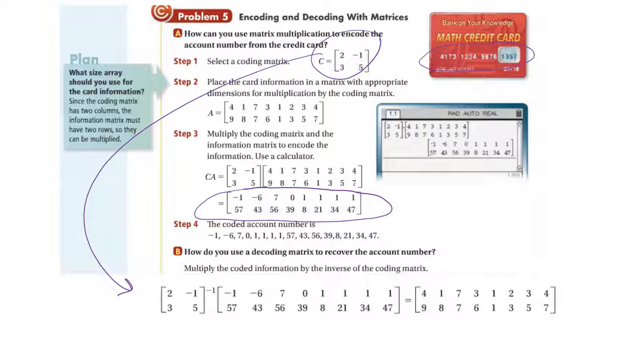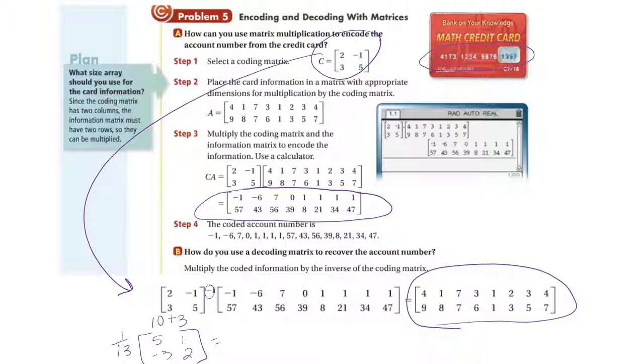So there was our original. We want to do the inverse of that multiplied by the coded matrix to give us back what we started with. So you would need to know the coding matrix in order to decode something. So inverse, so we would do the 10 minus negative 3, which would be plus 3, which is 1 over 13. Multiply that by the 5, 2, positive 1, negative 3. And that would be our inverse matrix for the coding, so that'd be our C inverse. And then you're going to multiply that by this coded, and you should get this last thing here, which is actually the credit card number. So just another application.